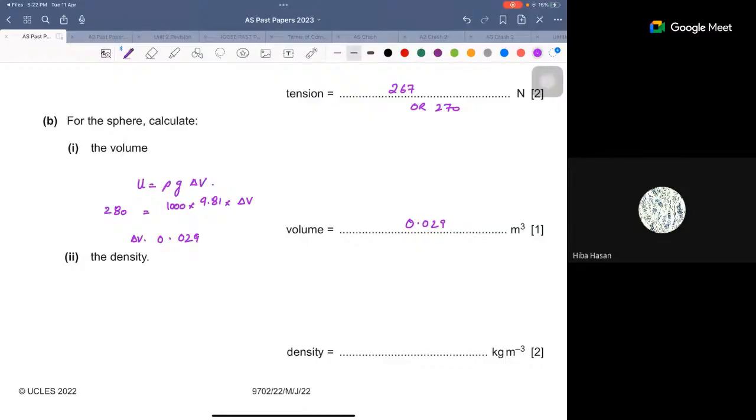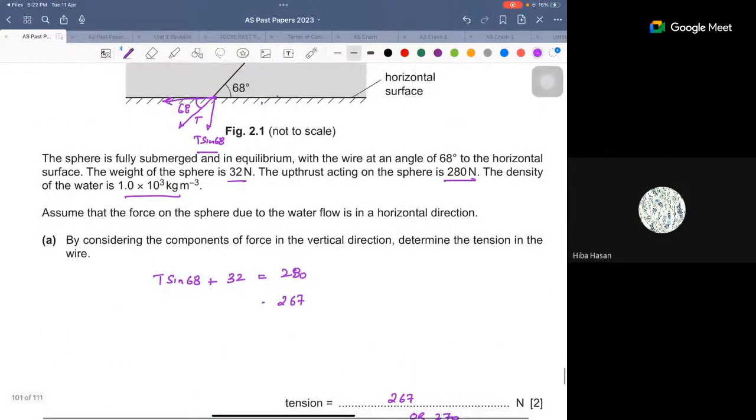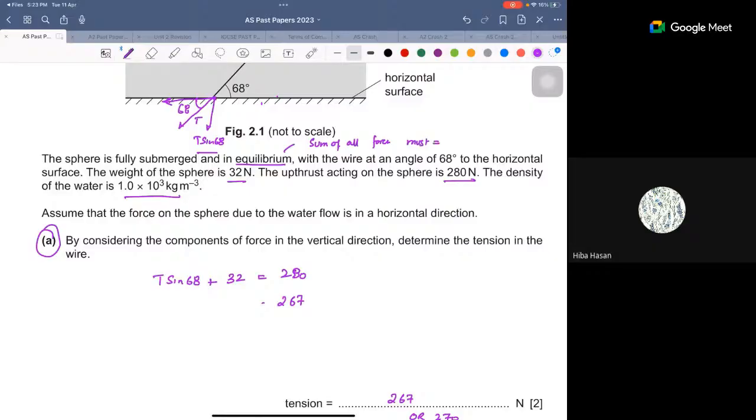Sir, this is part A. I don't understand why we didn't take the resultant force. You don't understand why there is no resultant force? Yeah, shouldn't we subtract 280 and then 30? Yes, you're right. This is in equilibrium. So one of the conditions of equilibrium is that the sum of all forces must be equal to zero, because the resultant is zero. Do you understand?